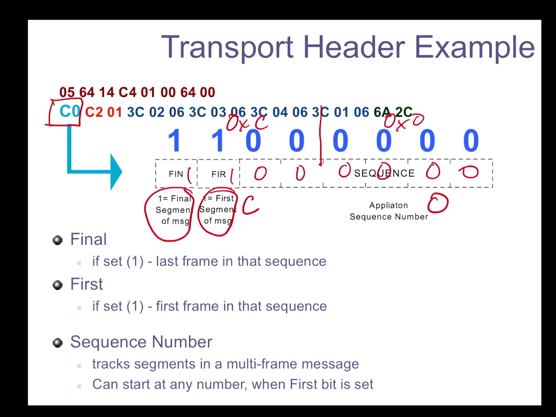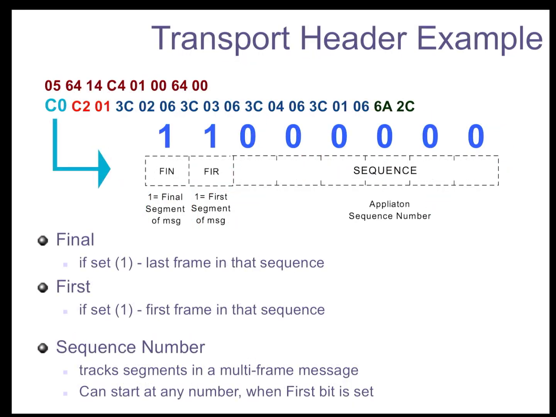Notice how it's kind of strange the way the first bit is the final bit and the second bit is indicating the first frame. It's a little bit confusing that way, but realize that with 1 and 1 there, that's indicating it's the first and final frame. The sequence number in this case is 0. Right, so that's how come we have C0.